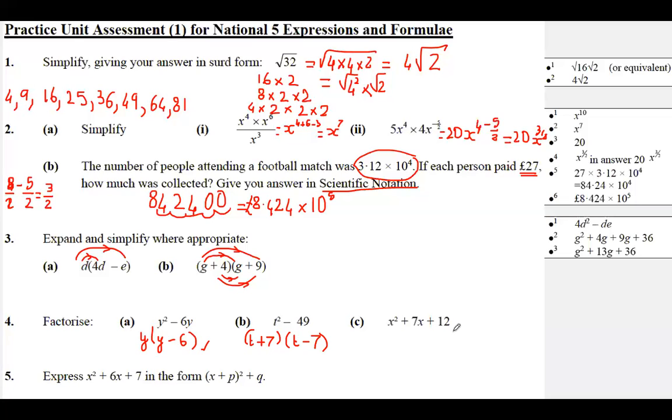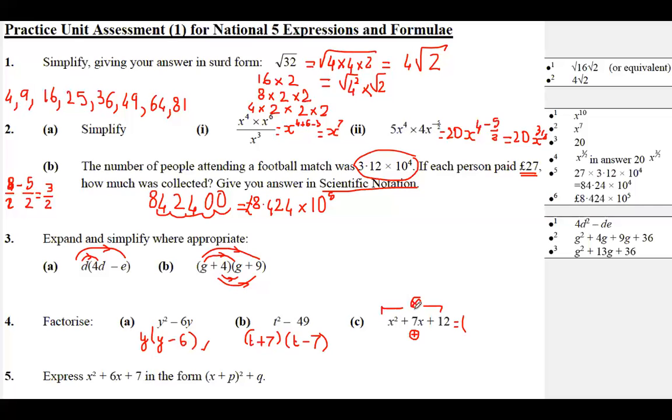Okay, the last one is we need to find 2 numbers. If I times the 2 numbers, I get 12. And when I add the 2 numbers, I get 7. So what are those 2 numbers? 3 and 4, yep. So 3 plus 4 gives me 7.